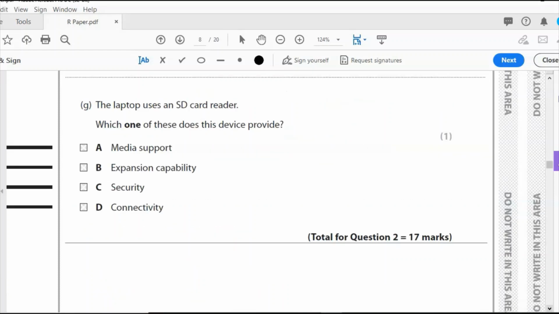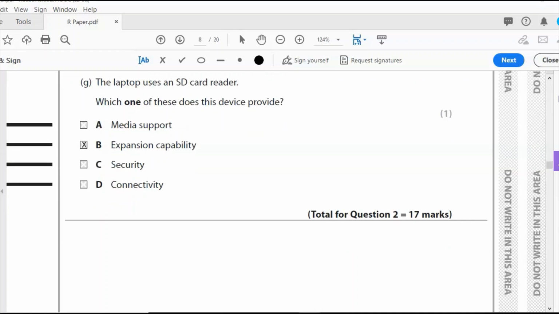G. The laptop uses an SD card reader. Which one of these does this device provide? Is it media support, expansion capability, security, or connectivity? It is, of course, expansion capability. So an SD card reader provides expansion capability. It isn't media support, security or connectivity. And that completes question 2 for 17 marks.